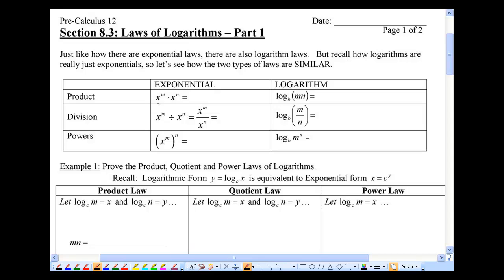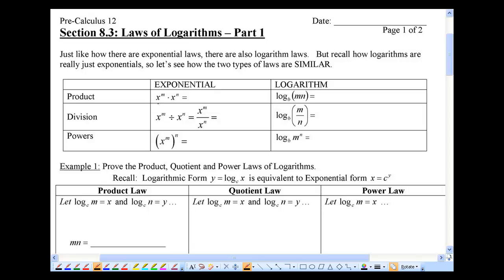Here we're at section 8.3. We're going to talk about the laws of logarithms. This section is kind of tough, and I know when I was learning this stuff back in grade whatever it was, this is where I had some problem. So hopefully you won't suffer the same fate as I did. Hopefully I'll teach it to you better.